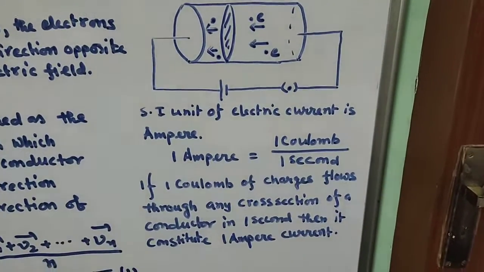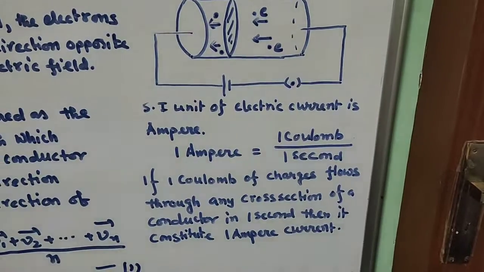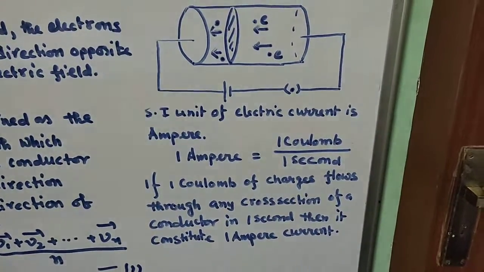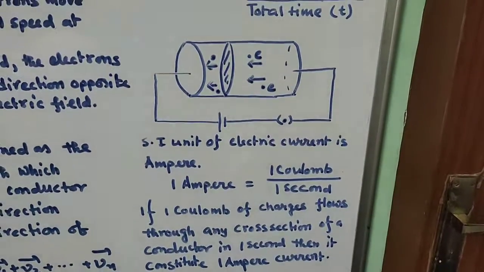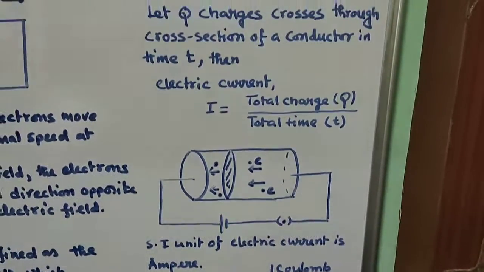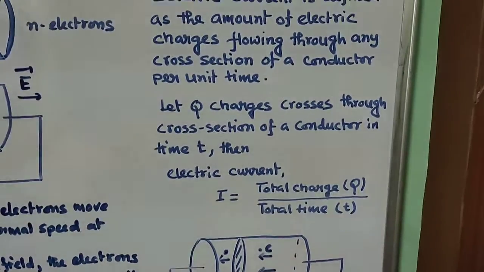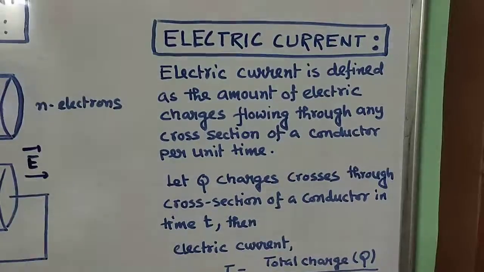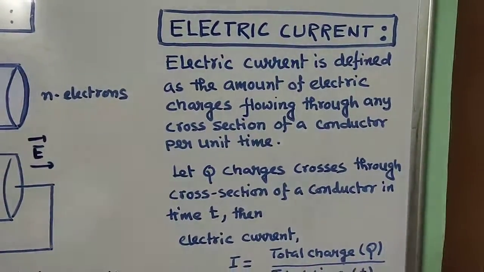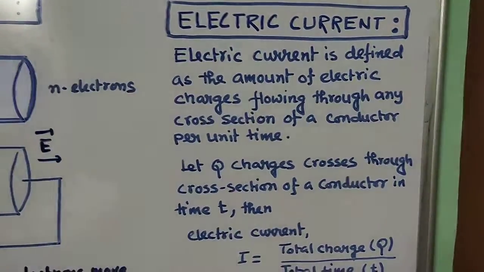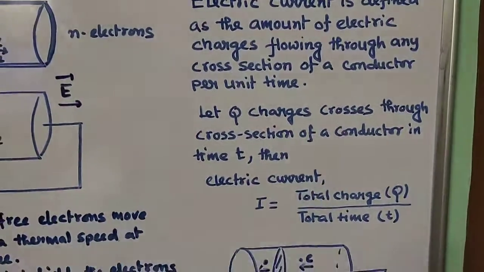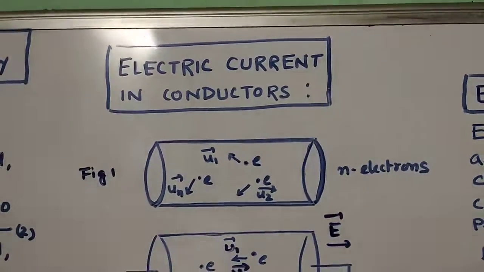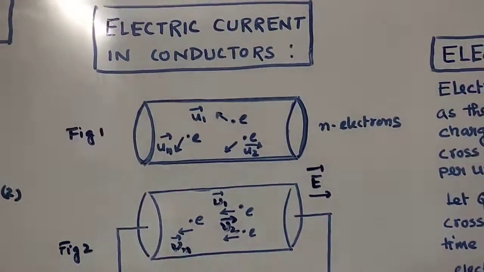So what we have written: if 1 coulomb of charge flows through any cross section of a conductor in 1 second, then it constitutes 1 ampere of current. This definition as well as the topic, I think most of you have covered in lower classes. Here we are using the term electric current to define some other topic apart from the definition and the expression. So the next topic which we are going to define is electric current in conductors.